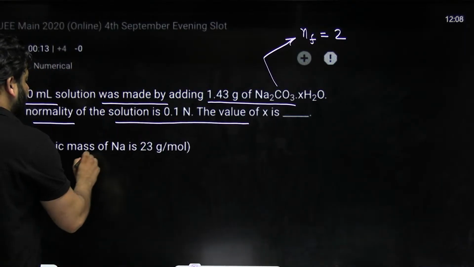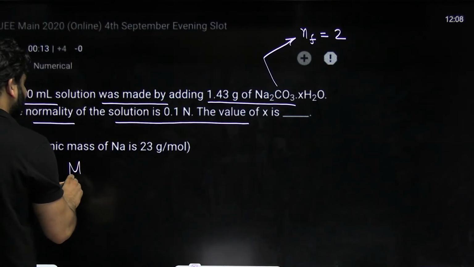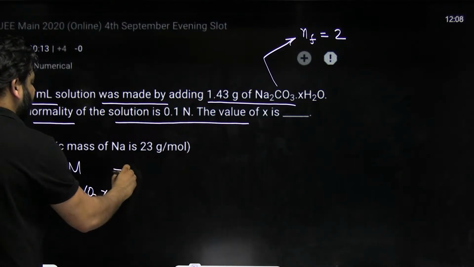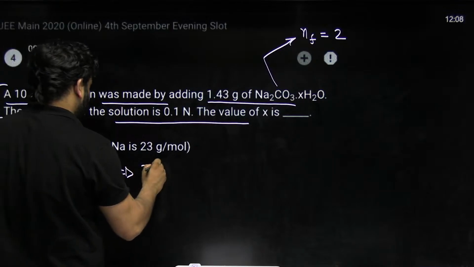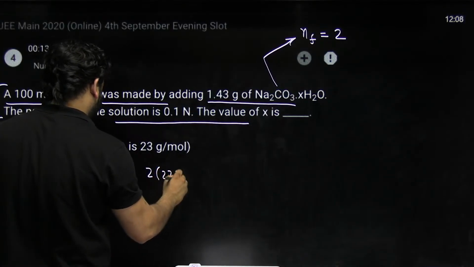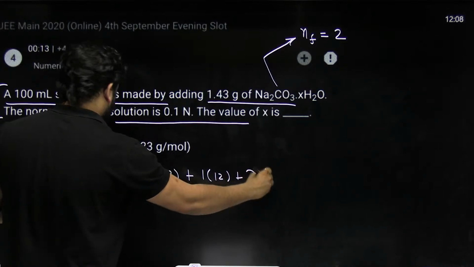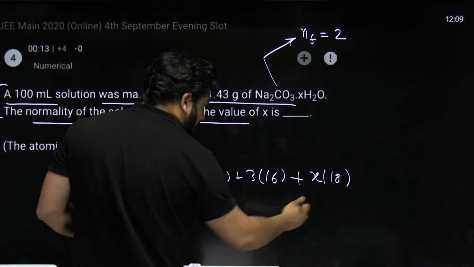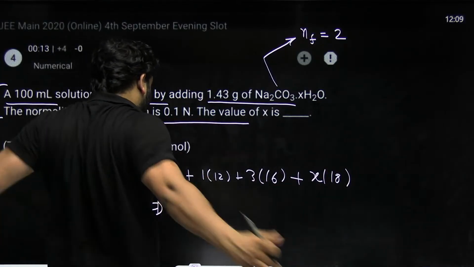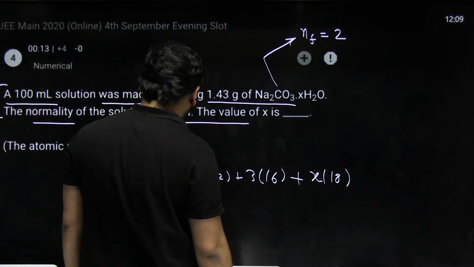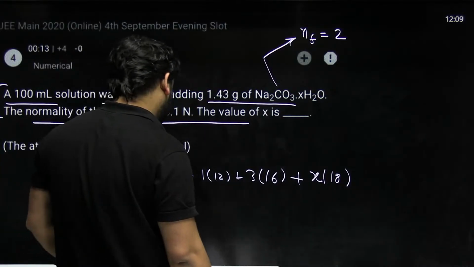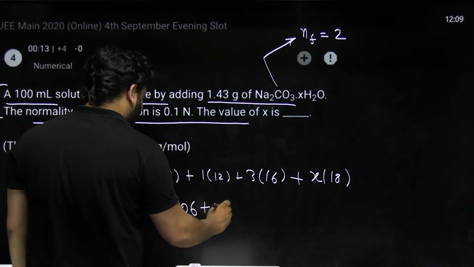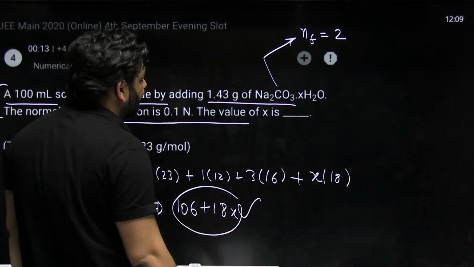Now you need to find out the molar mass of this compound. This is sodium carbonate X hydrate. The molar mass will be: sodium carbonate is 23 into 2, 1 times 12, 3 times 16, plus X times 18, since 18 is the mass of water molecules. 46 plus 12 plus 48 is 106, plus 18x. So this is the molar mass of the substance, and the equivalent mass will be just divided by 2.